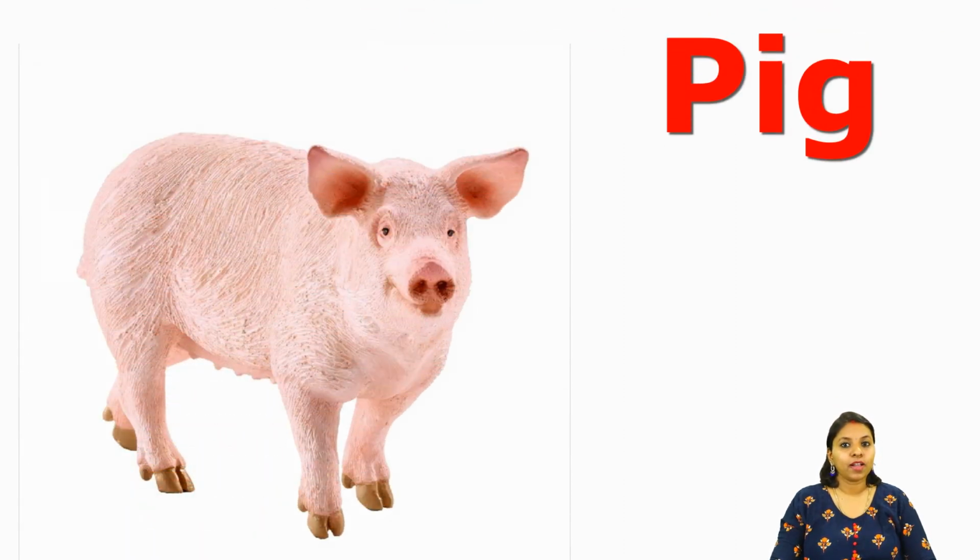So the next word is P for pig, P, P, pig. Pig is an animal. Okay, you can see in the picture. And the baby pig is called a piglet.